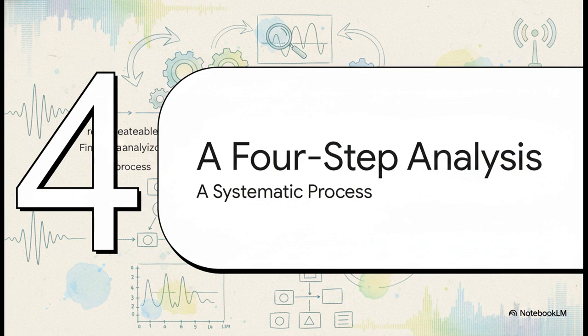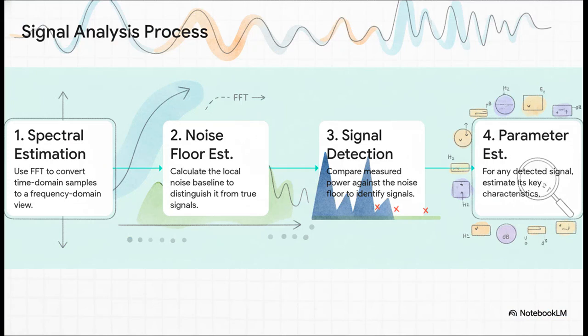All right, let's bring all of this together. Our final section is all about putting this theory into practice. We're going to lay out a clear, repeatable process for finding and analyzing any signal. This 4-step method is really the core of modern analysis. It all starts with step 1, spectral estimation. This uses a fancy math tool called the fast Fourier transform, or FFT, to change the raw data into that frequency view we need.